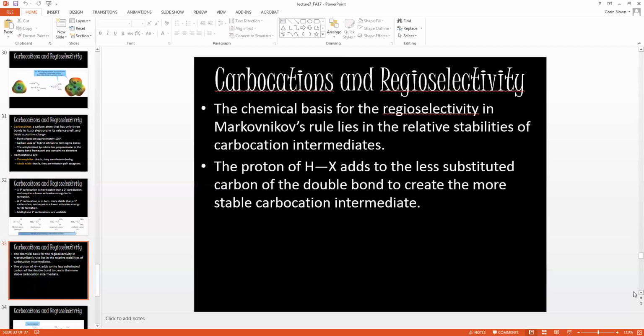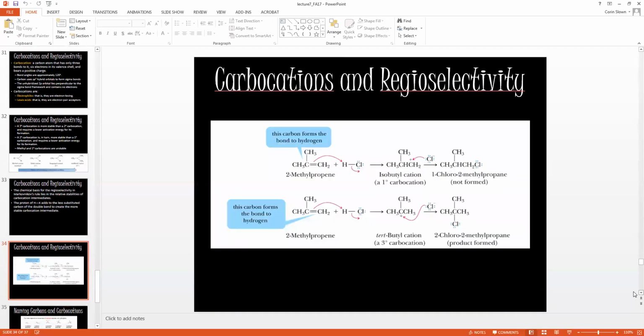So the chemical basis for the regioselectivity and Markovnikov's rule is going to lie in the relative stabilities of the carbocation intermediates. So the proton of H bonded to any type of halogen is going to add to the less substituted carbon of the double bond to create the more stable carbocation intermediate. So notice you can actually draw what that looks like, and you can indicate which cations are formed due to stability and which are not formed due to instability.